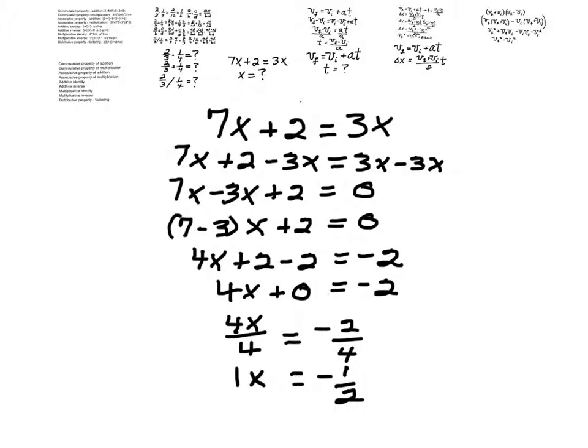And now I need to use the multiplicative identity to get rid of the 4. I have to multiply 4 by 1/4 or divide by 4. So I take the 4x, I divide by 4. I have to take the negatives, this side, negative 2, and divide by 4. And I get 1x. 1x, of course, is x. And I get negative 1/2. And so that's my answer.